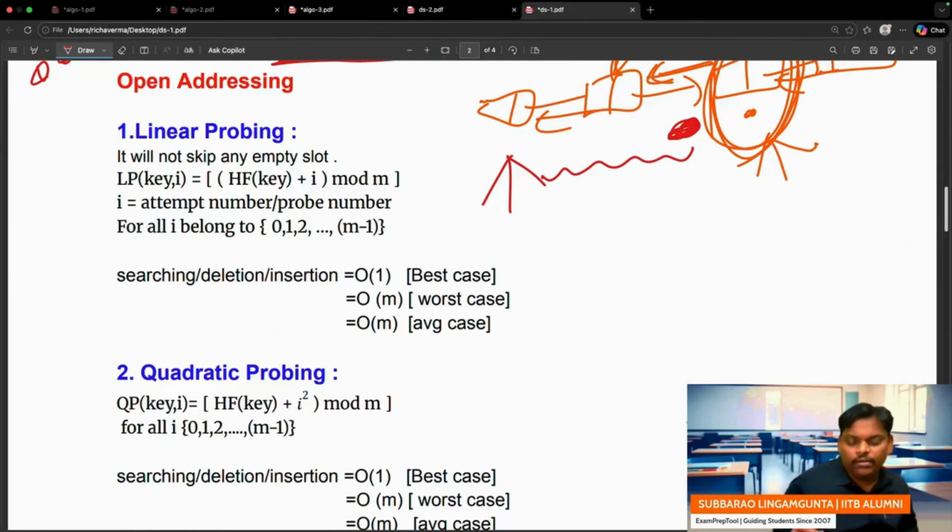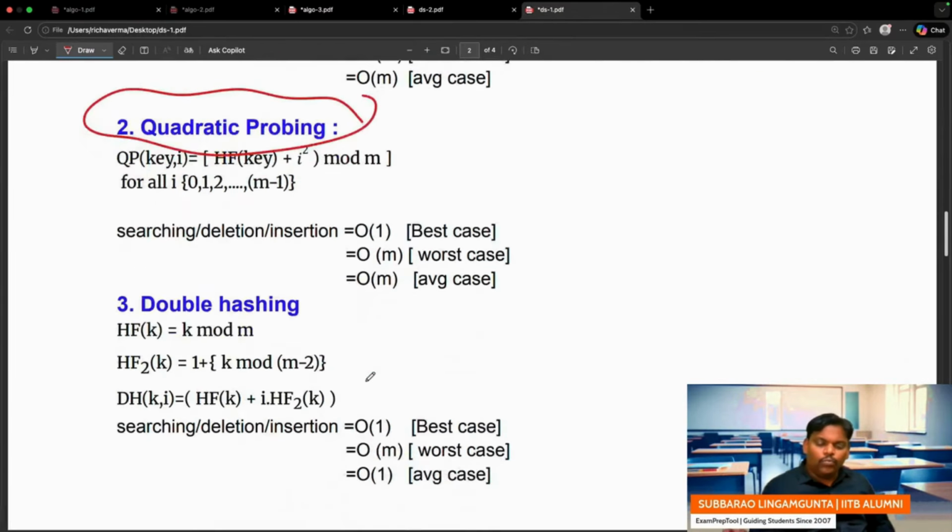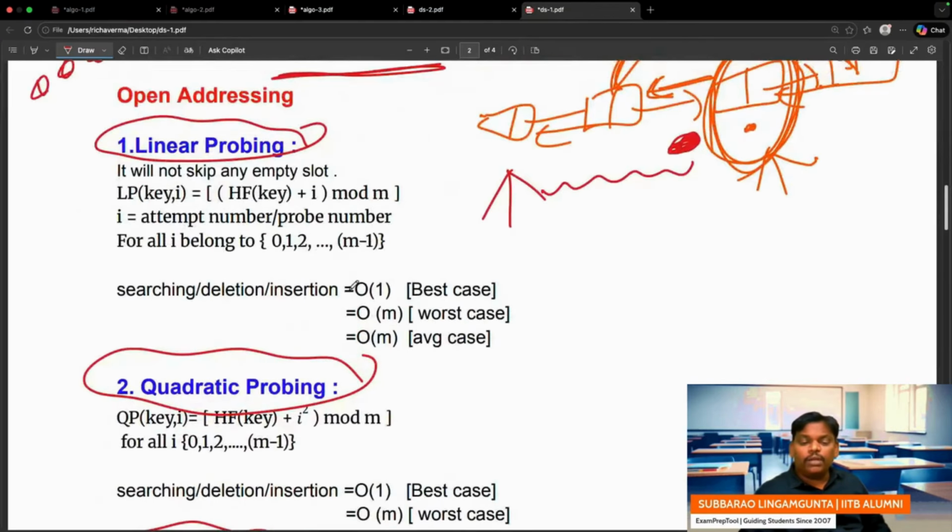Inside open addressing, if you go linear probing, it is slow. If you go quadratic probing, it is faster. If you go double hashing, it is even faster. So remember everyone, mostly this will come in the exam. Please be careful. Practice a few problems.